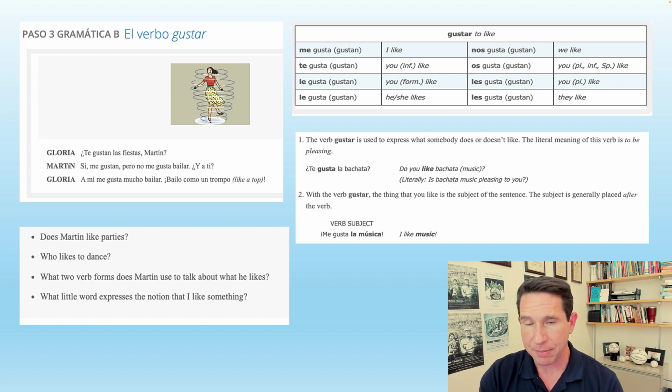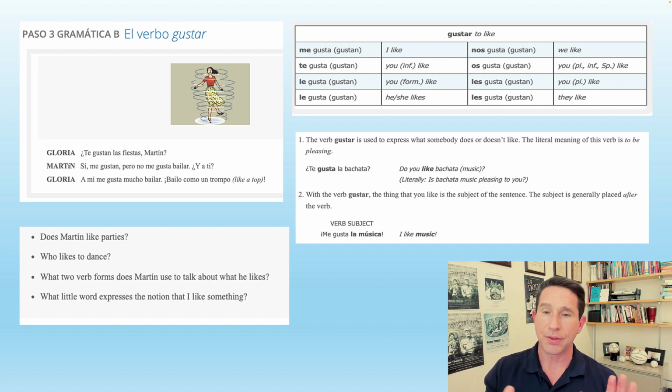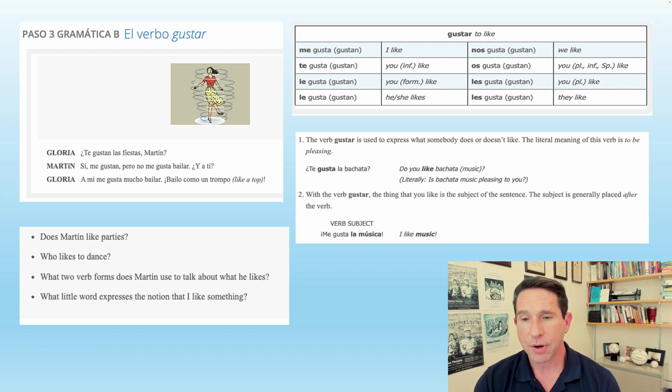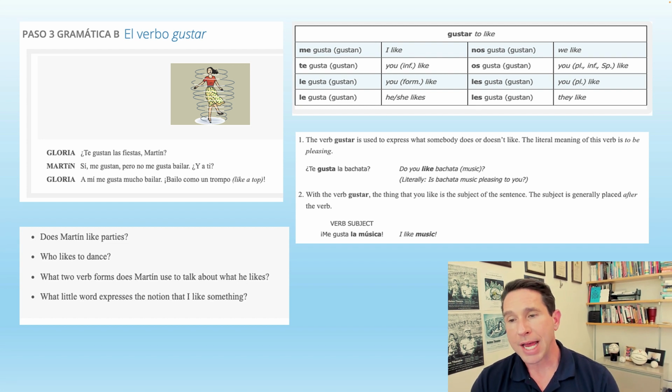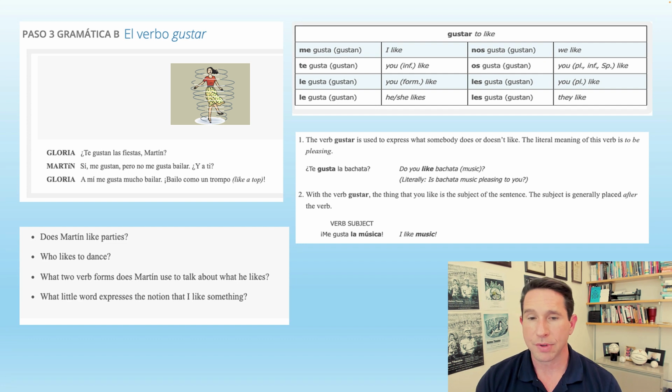So you really got to think about this. Don't look at it and say, oh, I got this. You really got to think about it. The verb gustar, the thing that you like, is the subject of the sentence. The subject of the sentence is generally placed after the verb with these sorts of expressions, right? The syntax is reversed, right?